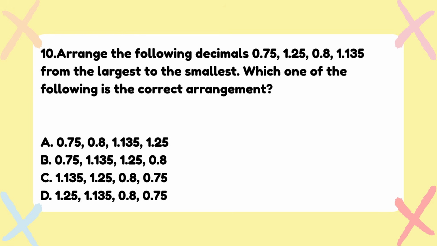10. Arrange the decimals 0.75, 1.25, 0.8, 1.135 from largest to smallest. A. 0.75, 0.8, 1.135, 1.25. B. 0.75, 1.135, 1.25, 0.8. C. 1.135, 1.25, 0.8, 0.75. D. 1.25, 1.135, 0.8, 0.75.